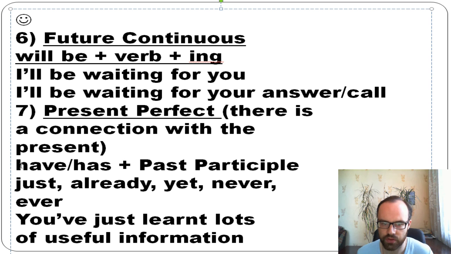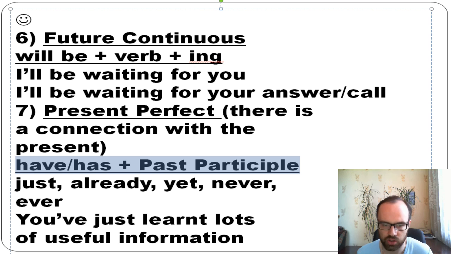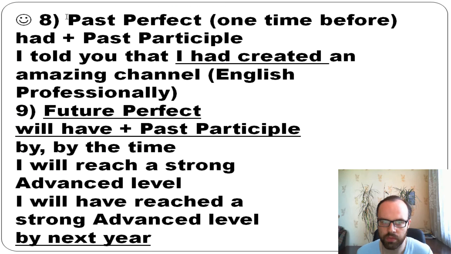Present perfect. So there is a connection with the present. Have, has plus past participle. Just, already, yet, never, ever. You've just learned lots of useful information. I hope so. What about past perfect?